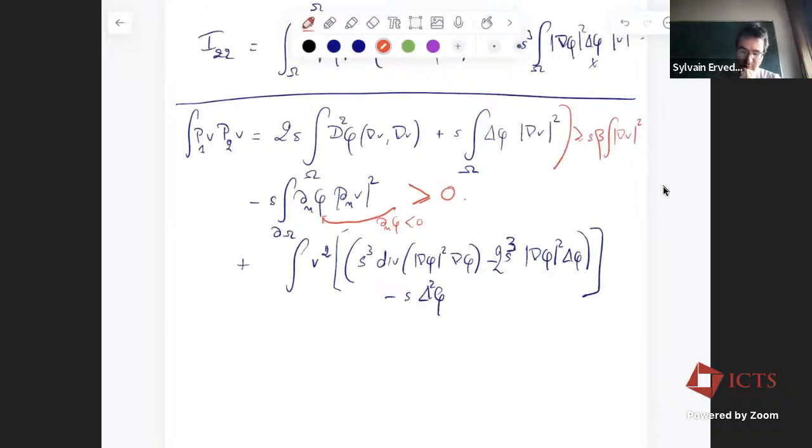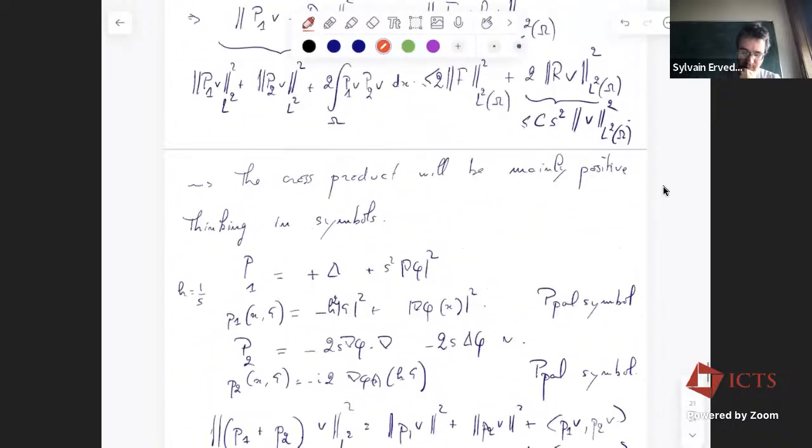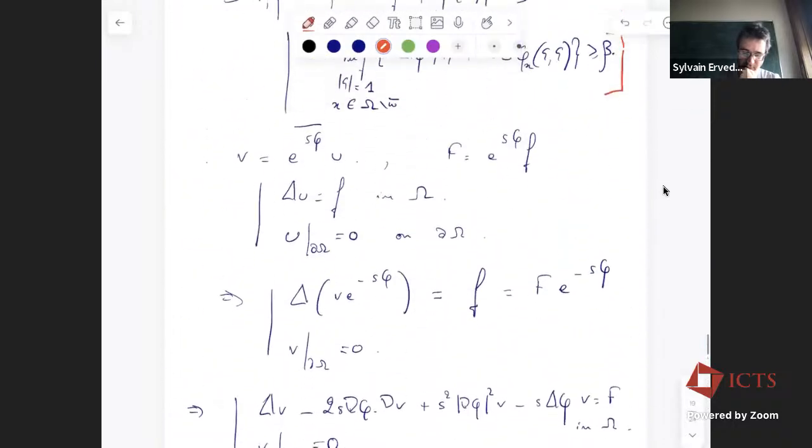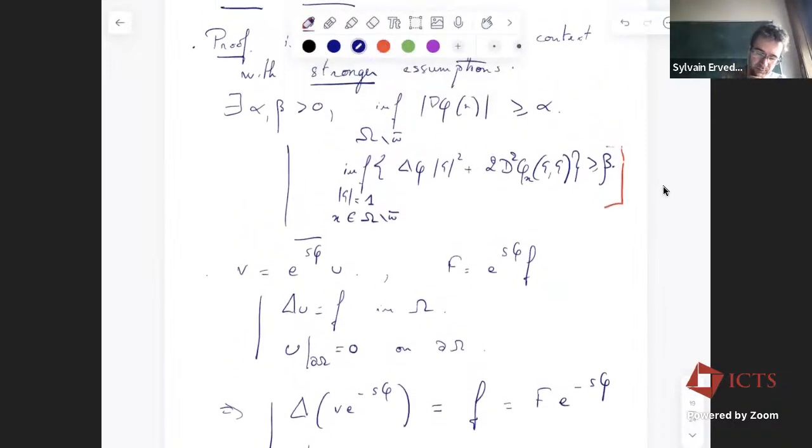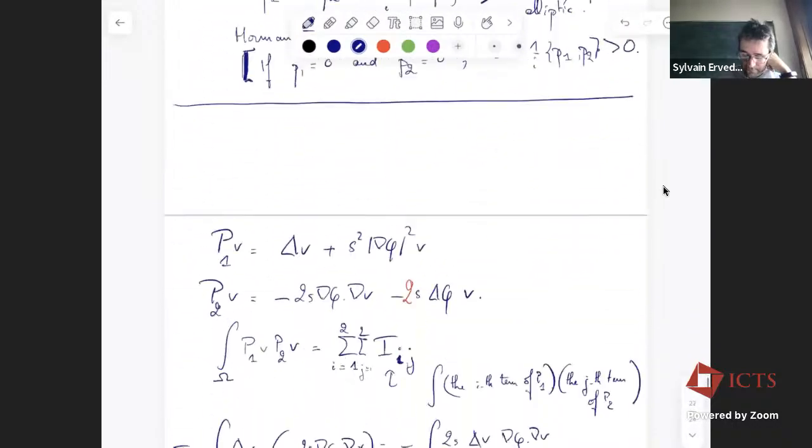For the other one here, I just realized that I forgot an assumption again. So here there is an additional one. I'm sorry, I forgot about it. It's minus gradient of phi squared Laplacian phi plus 2 d2 phi of gradient of phi is larger than beta gradient of phi squared. And this is precisely the one you need to handle the terms in v squared.